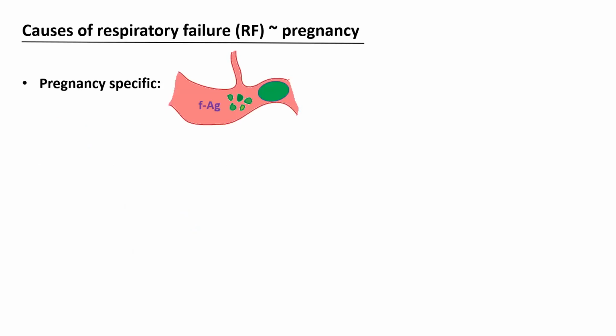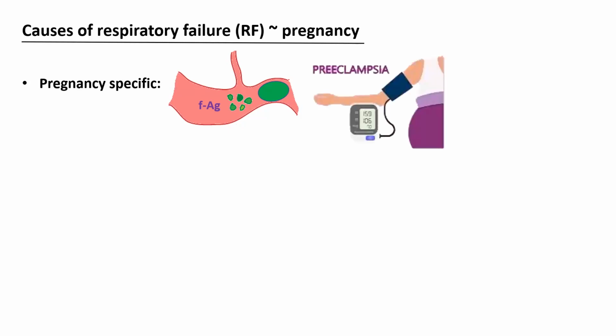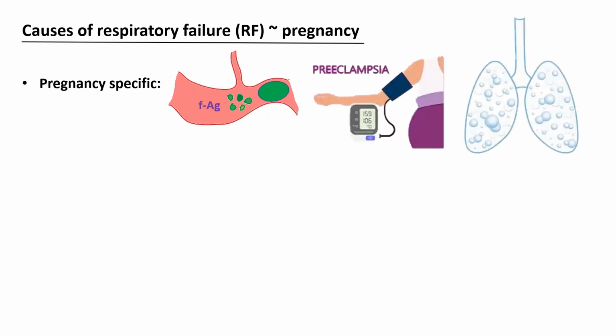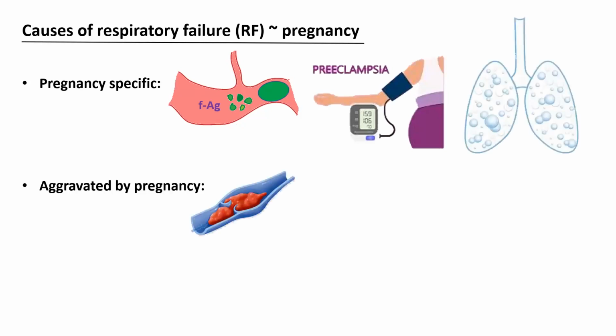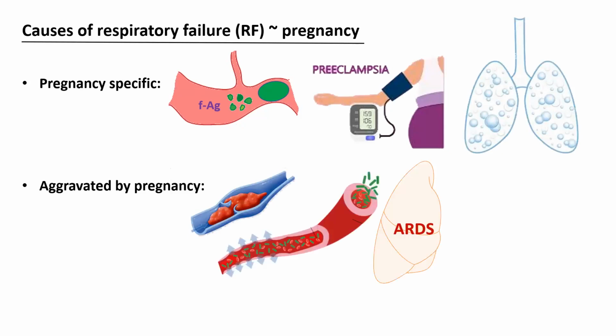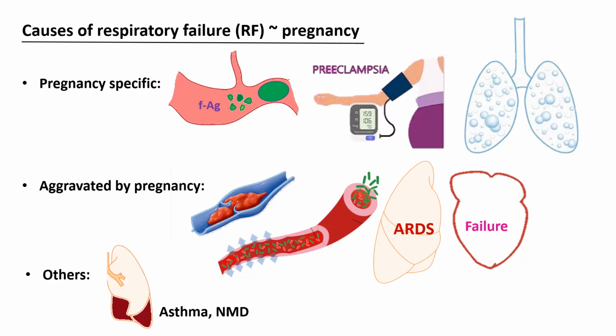So when we look at causes of respiratory failure in pregnancy, there are pregnancy-specific causes. One of the dreaded and devastating complications is amniotic fluid embolism. Just pictorially, I'm showing that fetal antigen entering the blood vessels or amniotic vessels can cause amniotic fluid embolism. Preeclampsia, very distinctly part of pregnancy, and pulmonary edema, which we'll talk about. There are certain conditions which are aggravated by pregnancy, which are venous thromboembolism and sepsis. They are at a much higher risk of developing sepsis, and they're at a much higher risk of developing ARDS, peripartum cardiomyopathy and cardiac failure. So these are some things which are related to pregnancy and can be aggravated by pregnancy.